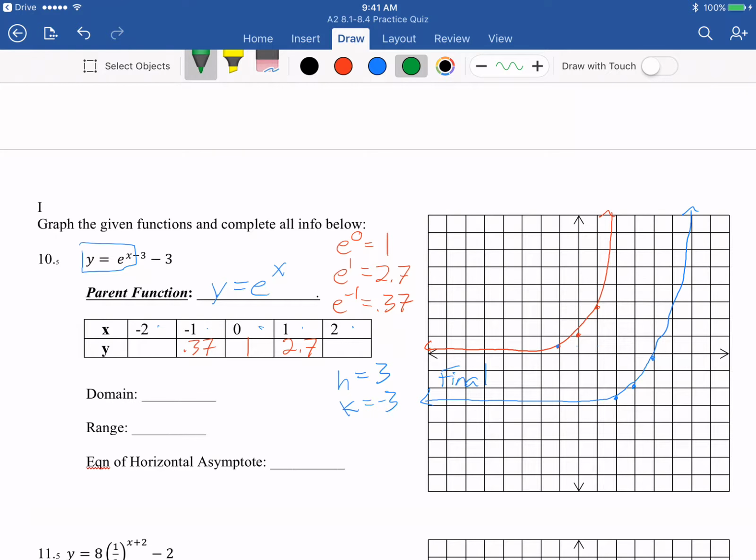Now if I look at my domain and range, my domain for e's is always all reals. My x's span the whole thing. My range is that y has to be greater than negative 3. And my horizontal asymptote is kind of the same as that range, just equals instead of greater than. So y equals negative 3 is my horizontal asymptote. Nothing goes past that.